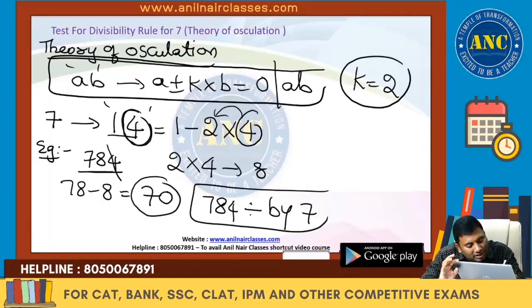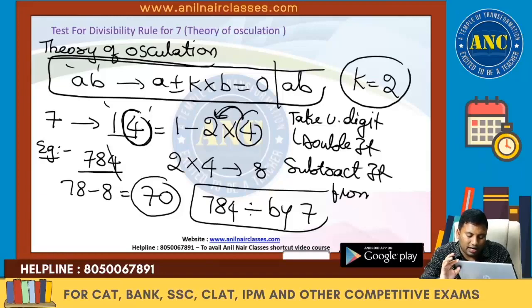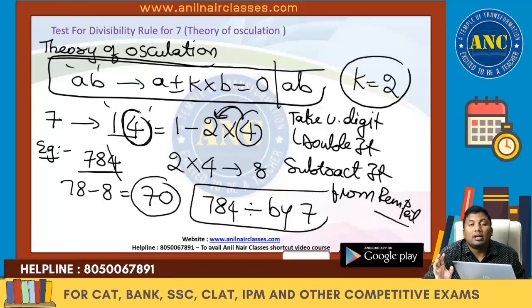Take the unit digit, double it, and subtract it from the remaining part. You don't need to write it like this. Understand the value of k, and everything else will follow. I will take a few more examples so that it will be clear. Are you all with me?